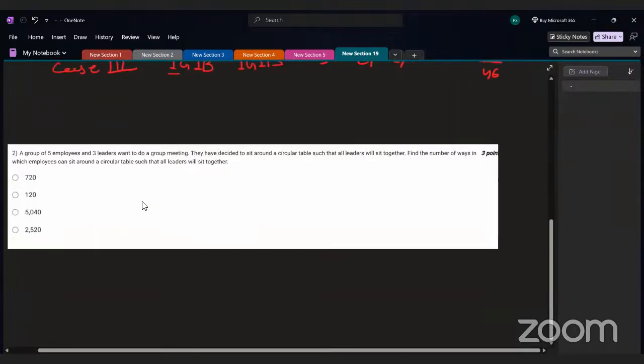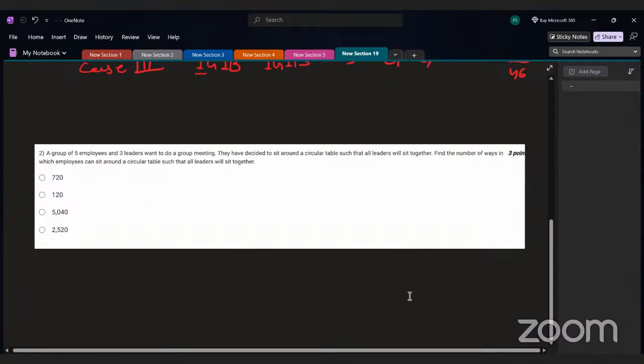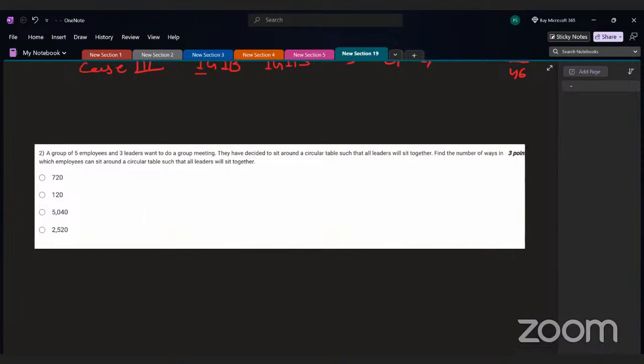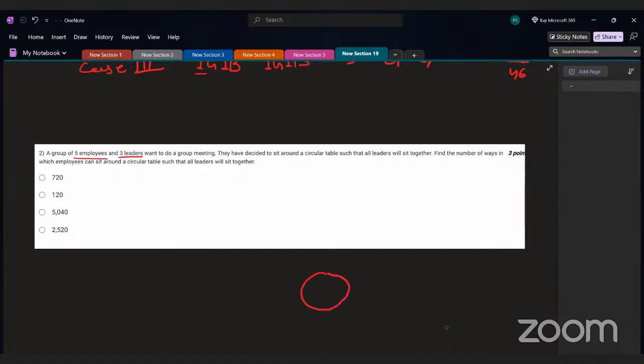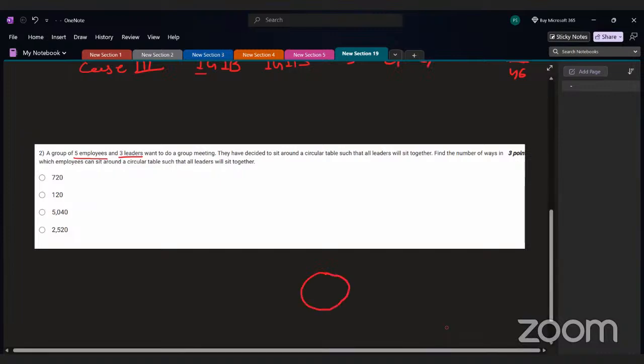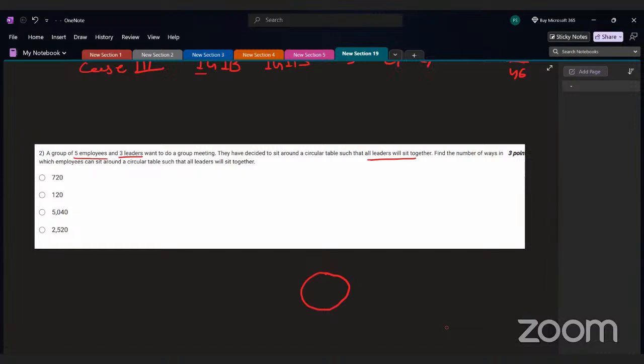You all can see question number two? Yes, sir. Okay. A group of 5 employees and 3 leaders want to do a group meeting. They have decided to sit around a circular table such that all leaders will sit together. Find the number of ways in which they can sit around a circular table such that all leaders sit together. Okay, so we have got 5 employees.